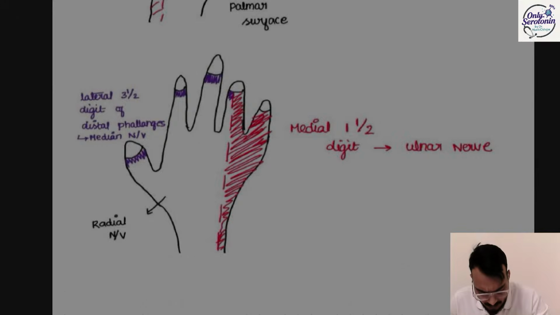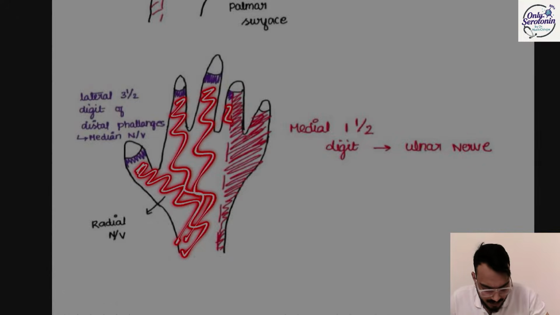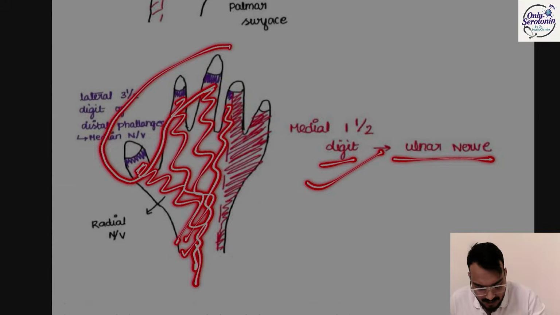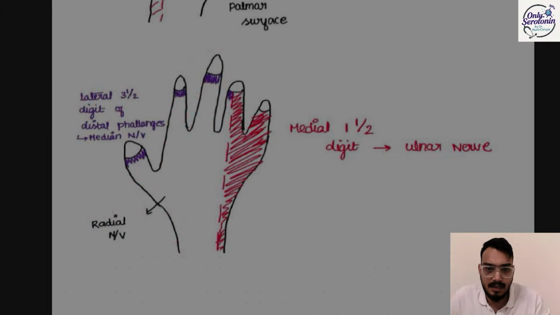On the posterior side, the area which I am highlighting, guys, is supplied by the radial nerve. So on the posterior side, we are having three nerves. The medial 1.5 digits will be the ulnar nerve. The lateral 3.5 digits will be the radial nerve, up to where? Till the distal phalanges. The skin above the distal phalanges on the posterior side is supplied by the median nerve, and other than that, the whole thing is supplied by the radial nerve. Okay.